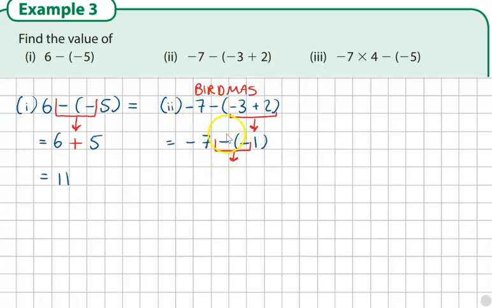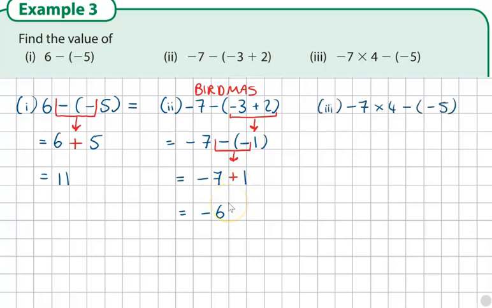So then we do the minus times a minus gives a plus. We bring down the minus 7 and the 1. And then minus 7 plus 1, different signs subtract and keep the sign of the bigger number. So 7 take away 1 is 6, and we keep the sign, which is a minus. So we end up getting minus 6.